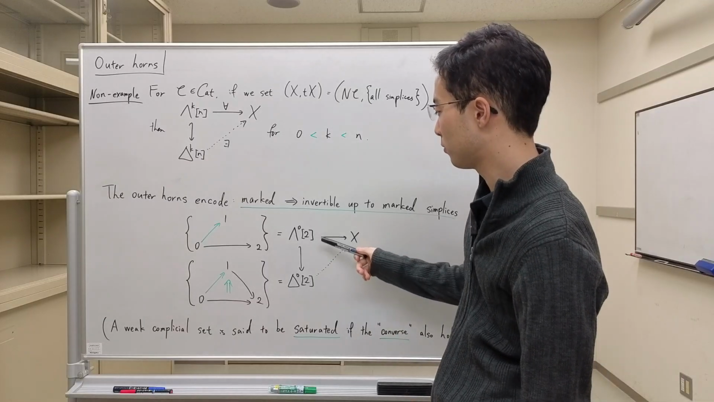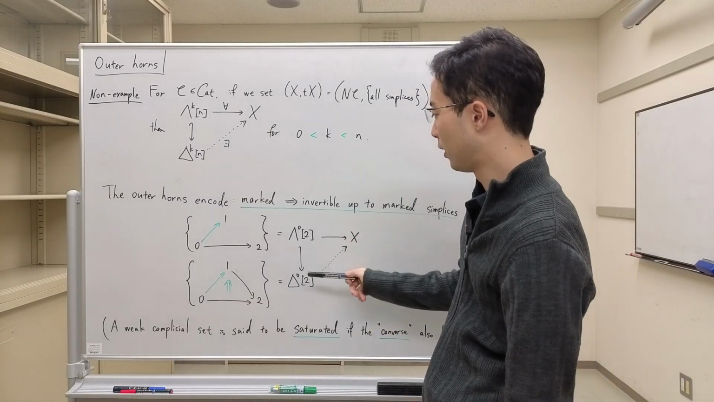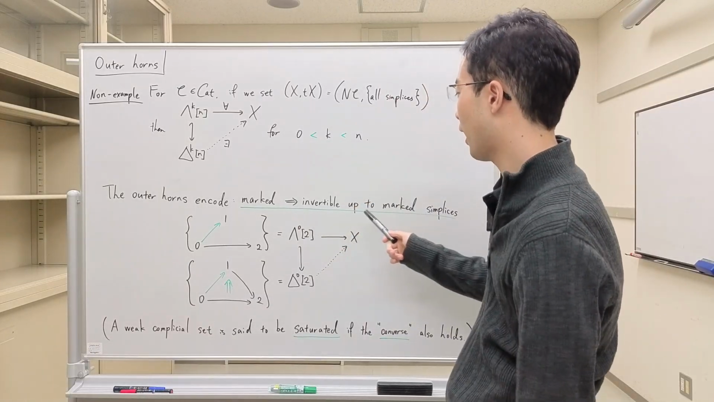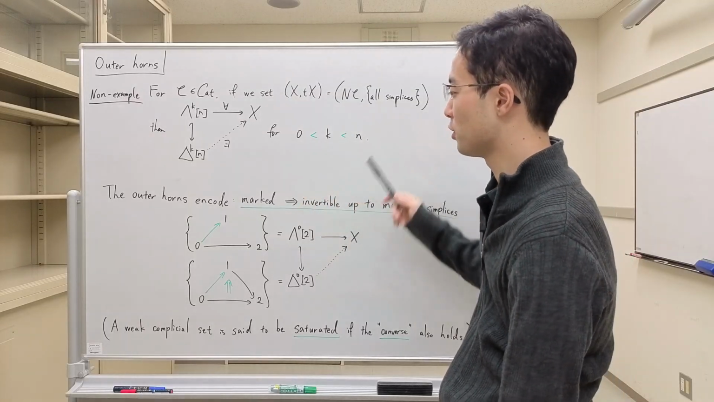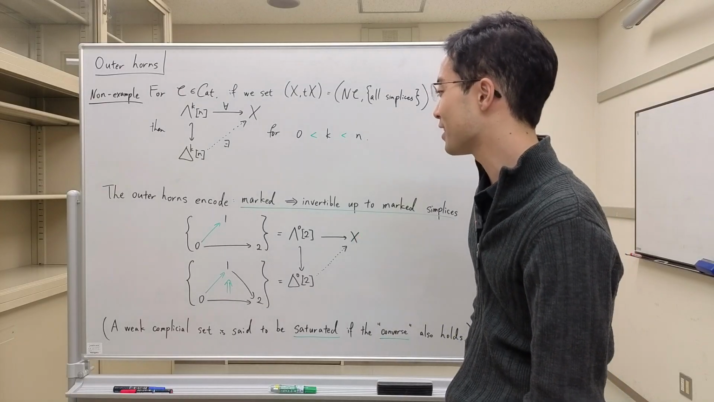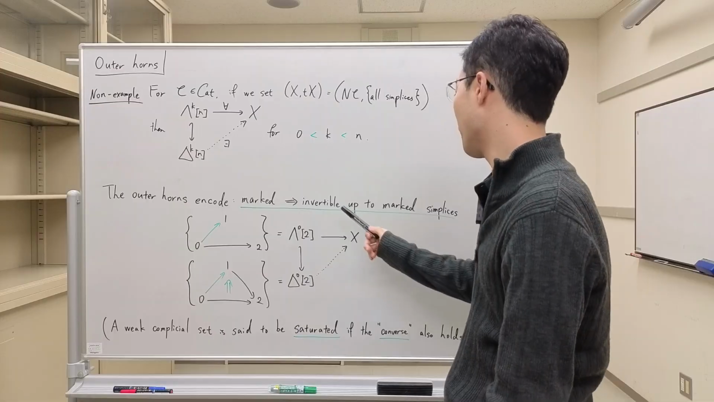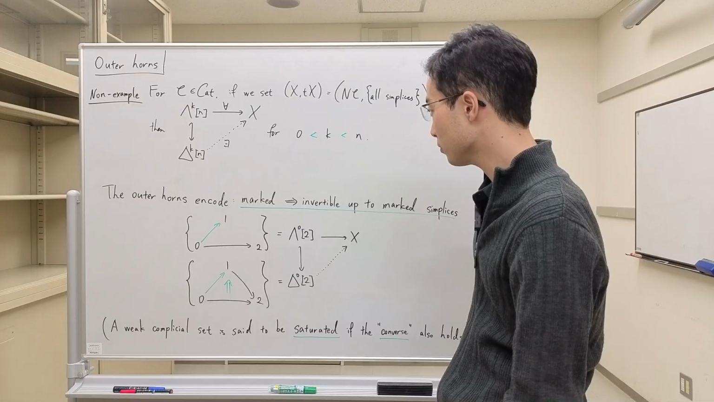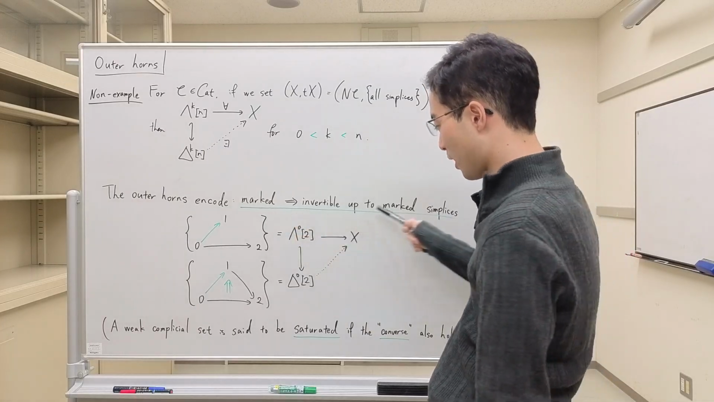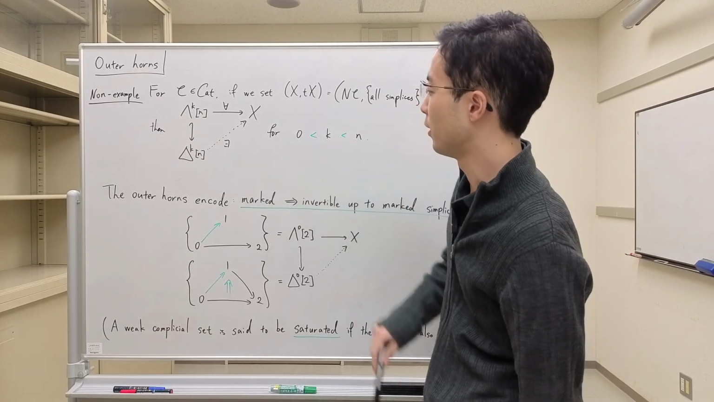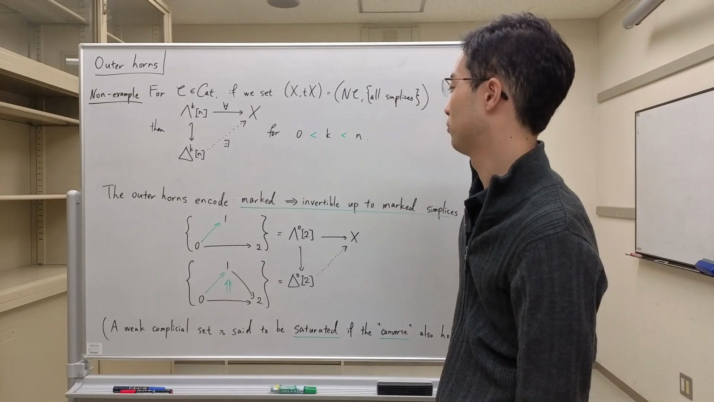And if you think about the horn inclusions in higher dimensions, you can see that marked simplices in general are, at least in some kind of simplicially encodable way, invertible up to marked simplices. So this implication holds in any weak complicial set, but the converse may not hold.